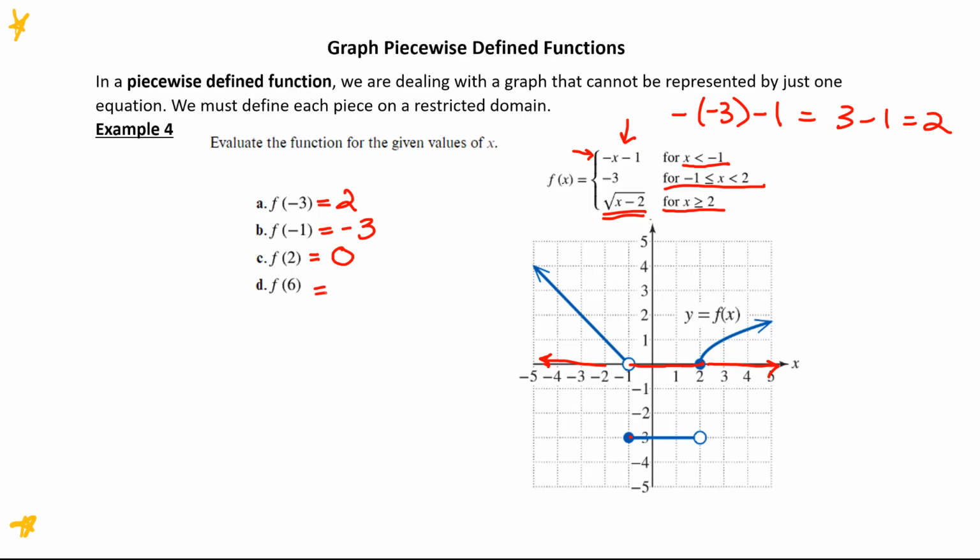For f of 6, you are going to want to look at this definition again, because in the area where x is greater than or equal to 2, which is where it is when x is 6, this is the behavior of the function. It's going to be the square root of x minus 2. So the square root of 6 minus 2 is the square root of 4, which is 2. So these are the values of this function based on what the function is doing on certain intervals.